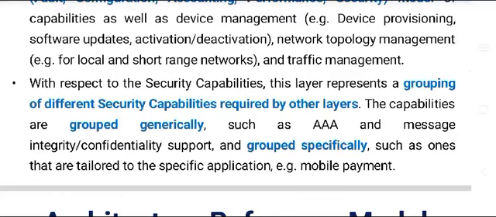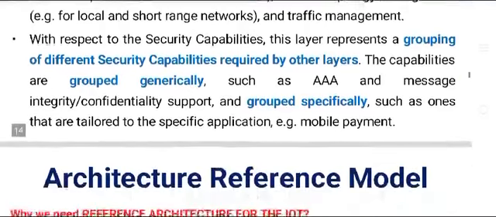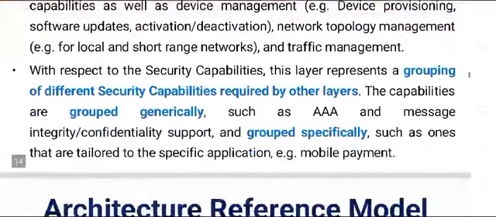So based on service capabilities, this layer represents the grouping of different security capabilities required by other layers. These capabilities are grouped generically like AAA, and the integrity and confidentiality are maintained to the highest safety, where it can be grouped specifically for some specific applications like mobile payment and all, which can be managed here.